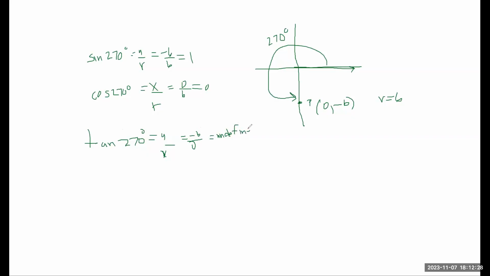What about the reciprocals? The reciprocal for the sine of 270 degrees would be the cosecant of 270 degrees, and the reciprocal, this is just 1. Actually, it's -1. The cosine's reciprocal is the secant. The secant of 270 degrees is 6 divided by 0, which is undefined. And the cotangent of 270 degrees is 0 divided by -6, which is 0. So those are the 6 trig ratios.